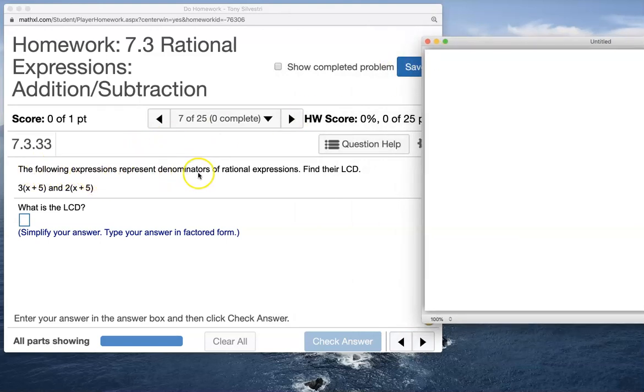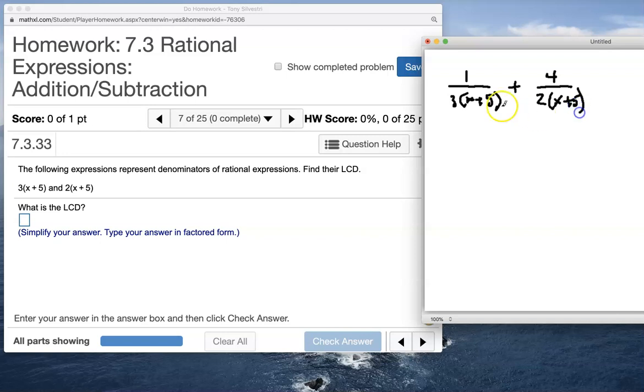Now, I'm going to start off this video with question 7, and they're asking you, the following expressions represent denominators of rational expressions. Find their lowest common denominator. Well, basically what they're saying is pretend we had 1 over 3x plus 5, as an expression, plus, and you want to add that to 4 over 2x plus 5.